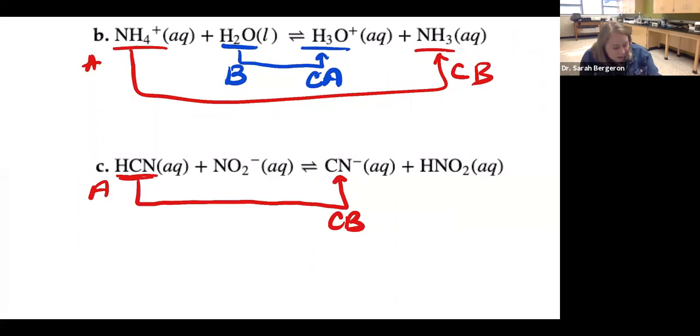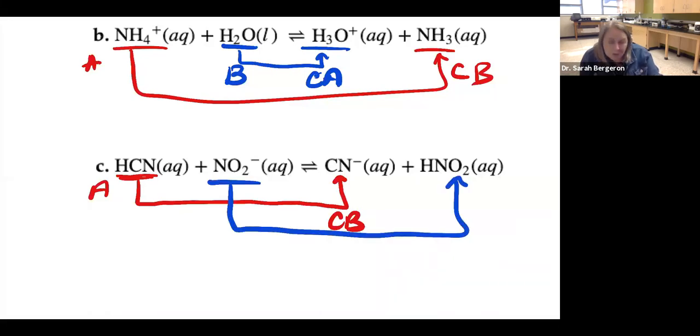All right, now what's happening with my other stuff? I got NO2 minus going to HNO2. So my NO2 minus is going to be the base because it's going to accept a proton, and the HNO2 has the hydrogen, so it could donate it. So that would be the conjugate acid. Okay, not too bad.